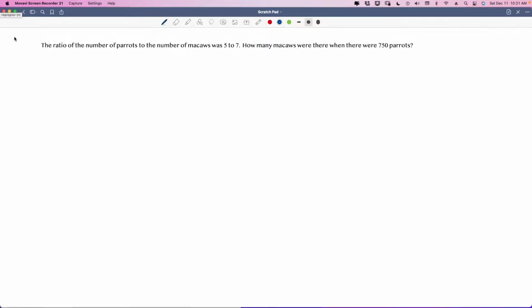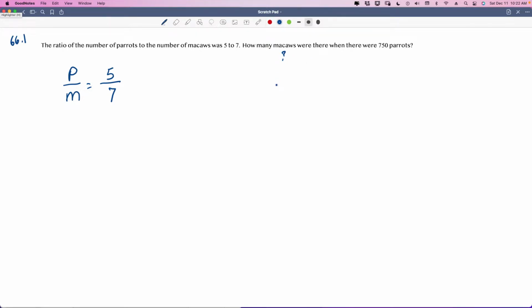So in this problem, this is 66.1. It tells us the ratio of the number of parrots to the number of macaws. So we have parrots to macaws. It's going to give it to you in the same order. Parrots to macaws was 5 to 7. So 5 is going to be your parrot and 7 is going to be your macaw. So 5 to 7. Okay? Number of parrots, number of macaws. How many macaws were there when there were 750 parrots?